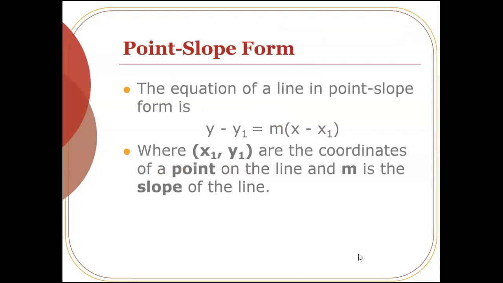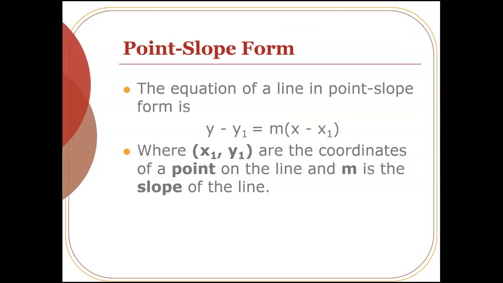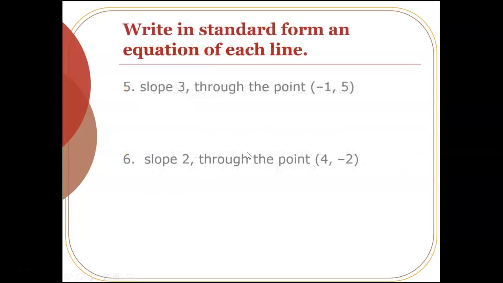The equation of a line in point slope form is y minus y1 equals the slope times the quantity x minus x1, where x1 and y1 are the coordinates of any point on our line, and m is the slope of the line. So we would have the equation of the line being transformed if we're given a slope and its point.